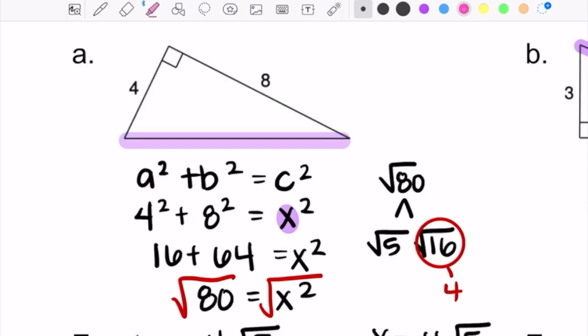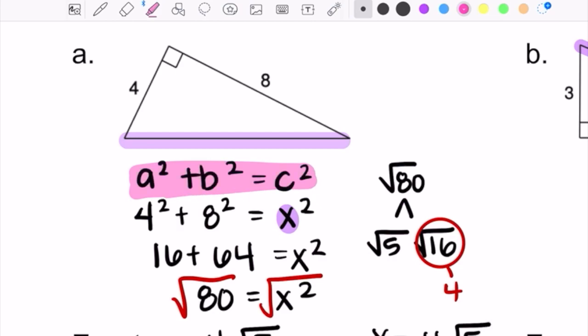So in example A, I have a right triangle, and I know that because of the box in the corner. And so I'm going to solve for the missing side length. In this one, the missing side is the hypotenuse. So a squared plus b squared is equal to c squared. That's my Pythagorean theorem that I'm going to use to answer the question.